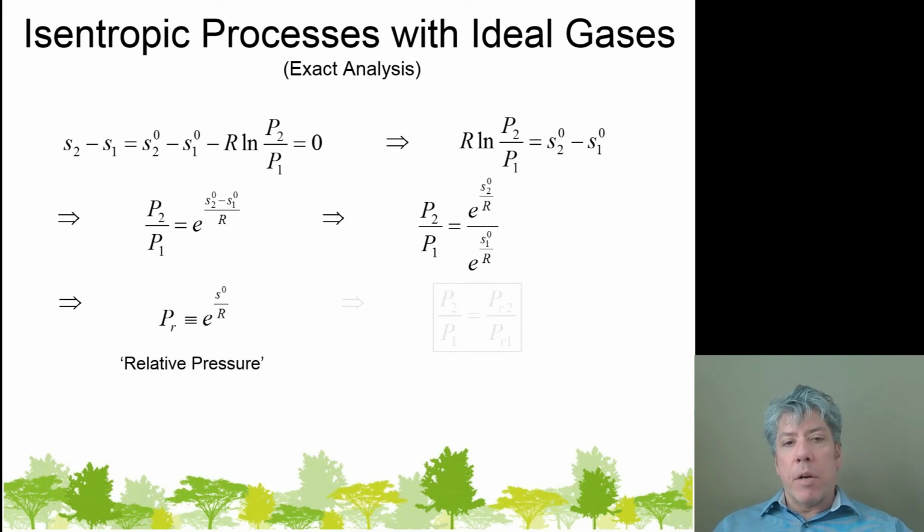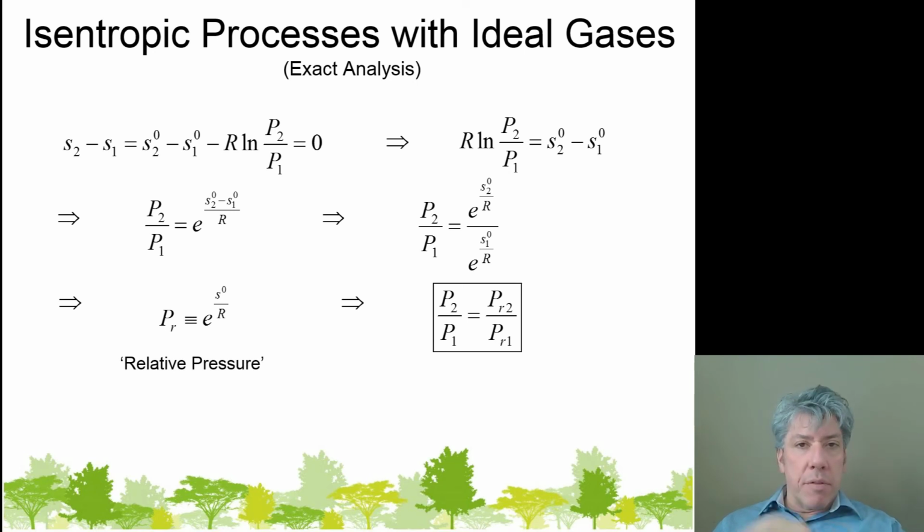And then we can make our equation look very simple, right? This pressure ratio equals a relative pressure ratio, where these two relative pressures can be looked up as a function of the temperature in the two states. Or, better yet, if we know the pressure ratio and we know a beginning state, then we can look up the P_r for that state, because we have the temperature, and then use this equation to calculate the relative pressure in the next state, which we then back out to the temperature in that state.